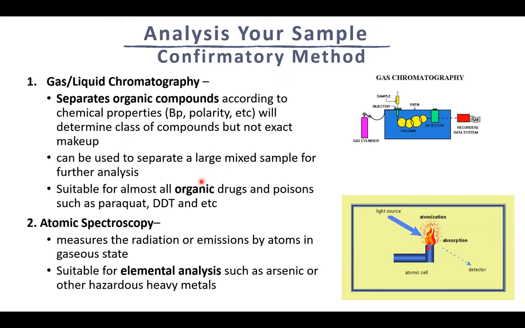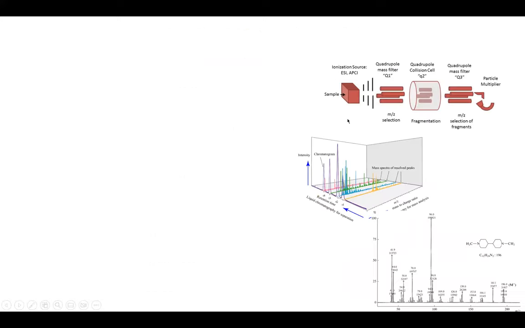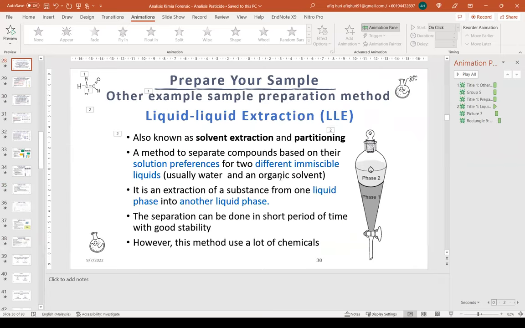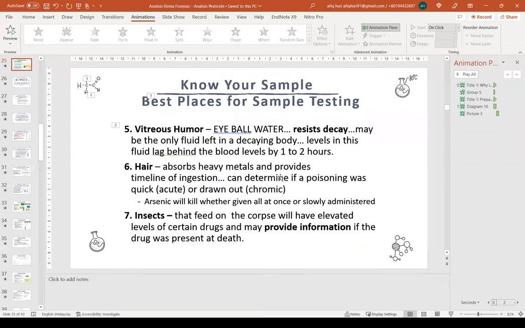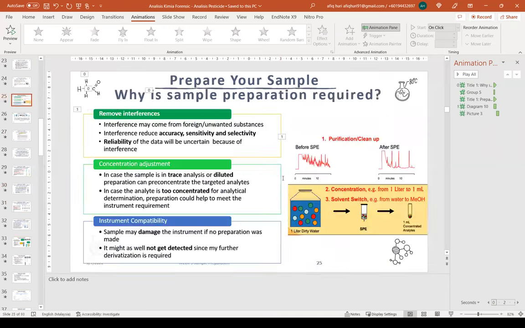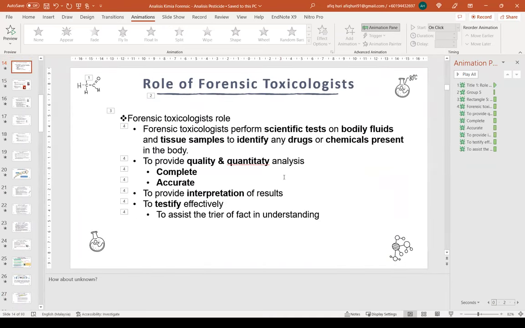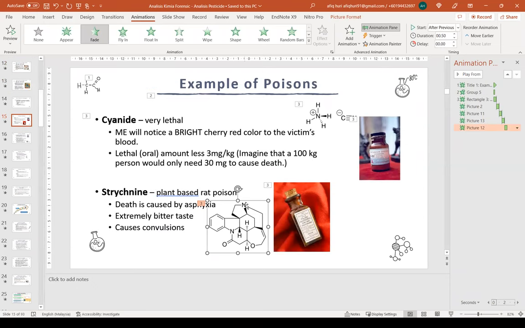Organic compound is made of hydrocarbon and also certain elements. For example, paraquat, for example here, is considered an organic compound. It is made up of carbon, hydrogen and certain other elements, such as nitrogen. That is what we call an organic compound.